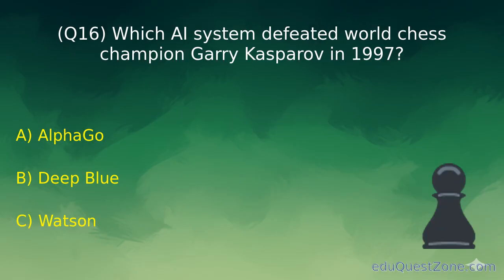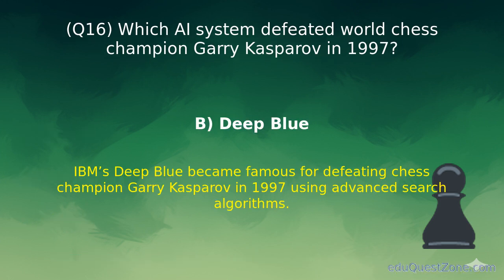Question 16. Which AI system defeated world chess champion Garry Kasparov in 1997? Option B. Deep Blue. IBM's Deep Blue computer beat Garry Kasparov in 1997, marking a milestone in AI history.